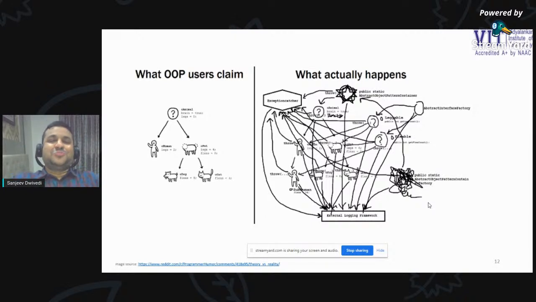This diagram, I've taken it from the internet, obviously, but I loved it. You know what an OOP user claims, and what actually happens. Yes, this is OOP, which eventually becomes messy. This is a summary of what I have said up till now. इतना बोल के मैं खाली ये diagram भी दिखा देता तो भी काफी था.